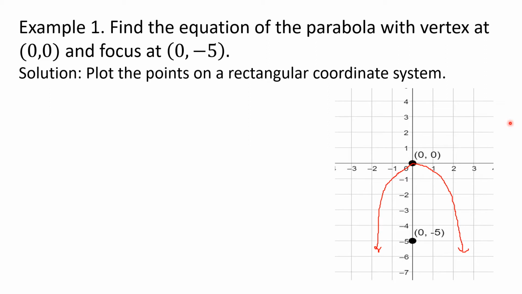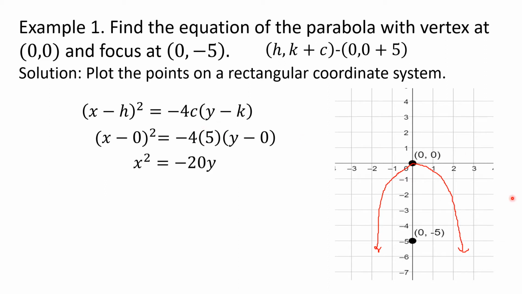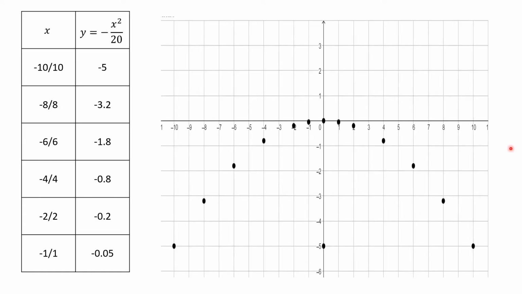Okay, and now we know what equation of a parabola we are going to use. That is the quantity of x minus h squared equals negative 4c times the quantity of y minus k. Now we need to find c, and that is positive 5. Let us substitute 5 into our equation, and simplifying we have x squared equals negative 20y, and making this into its general form we have x squared plus 20y equals 0. Now let us graph this.